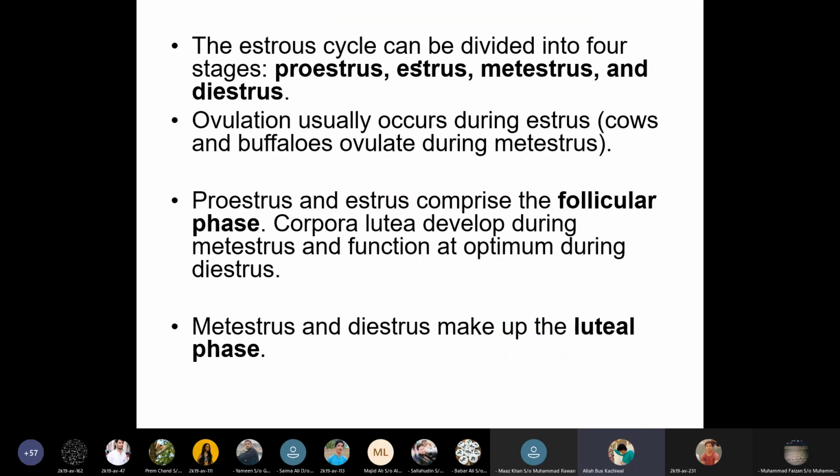of the different species. The estrous cycle can be divided into 4 stages, as I have told you: the proestrus, estrus, metestrus, and diestrus. The ovulation usually occurs during the estrus. Cow and buffaloes ovulate during the metestrus. Proestrus and estrus comprise the follicular phase. Corpora lutea develops during the metestrus and functions at optimum during diestrus. Metestrus and diestrus make up the luteal phase.